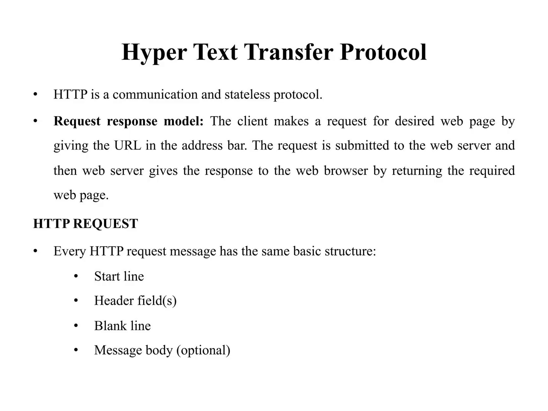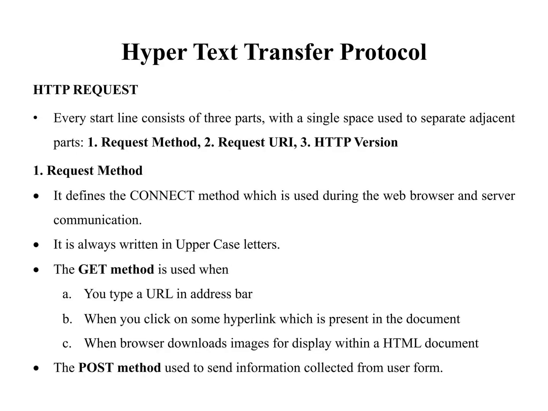Here are the basic structure of an HTTP request: start line, header field, blank line, and message body, which is optional. The start line consists of three parts: request method, request URI, and HTTP version. The request method is a connecting method used during communication between the web browser and the server. It is always written in uppercase letters only.